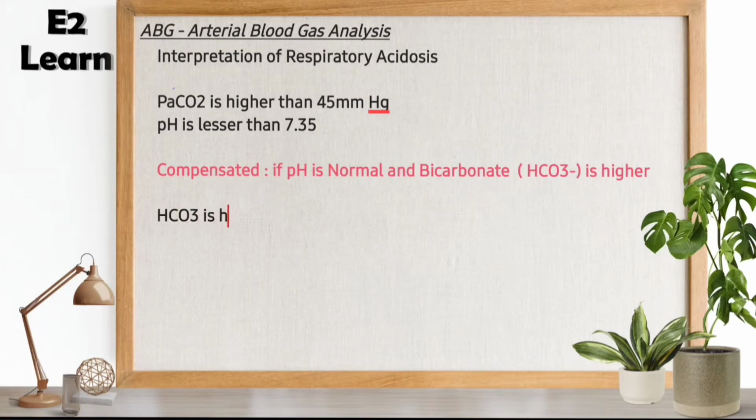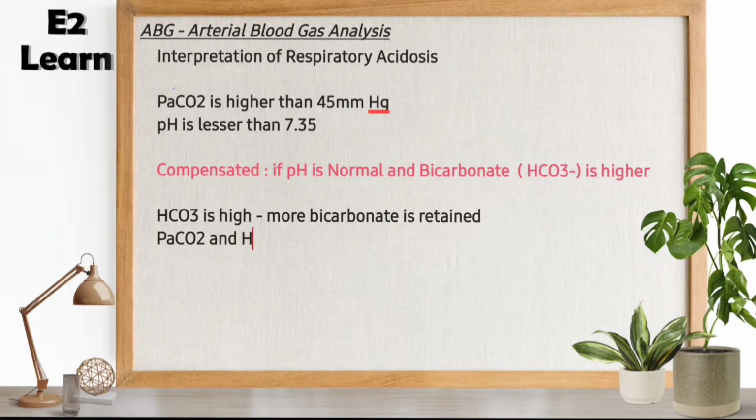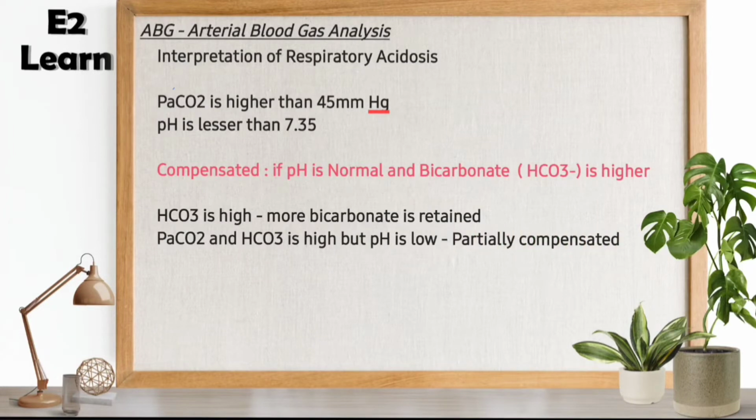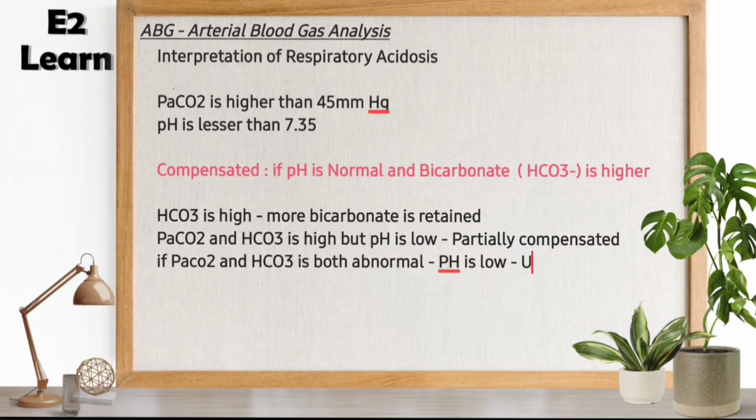Bicarbonate is high when more and more bicarbonate is retained within the body. If the PaCO2 and bicarbonate are high but the pH is notably lower, that is lesser than 7.35, then it is said to be partially compensated. If the PaCO2 and the bicarbonate are both abnormal and the pH is very low, then it is called an uncompensated ABG.